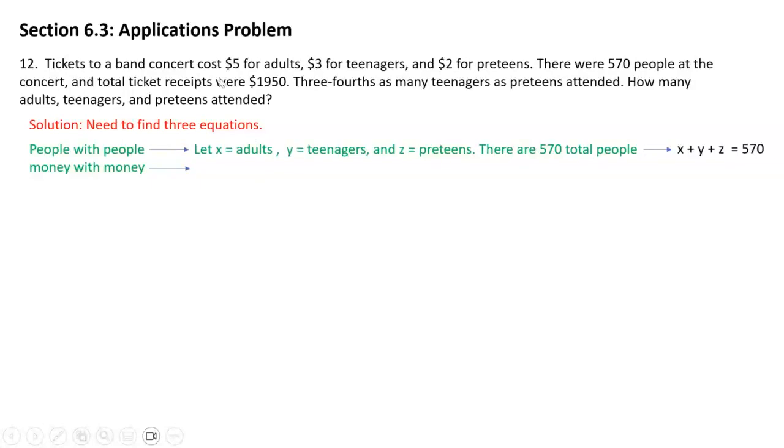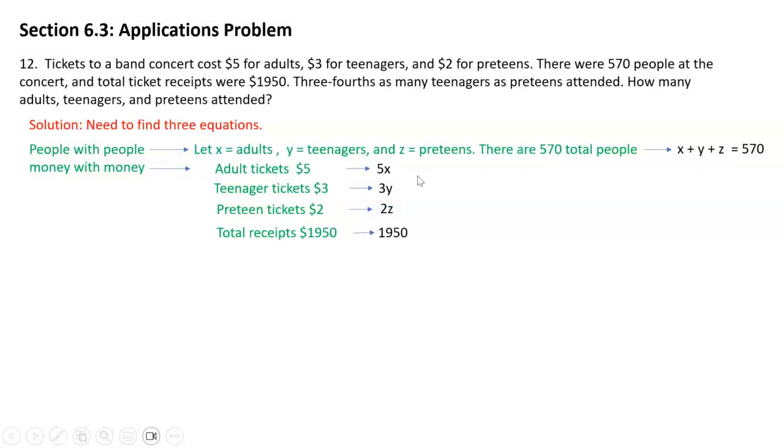Now comes money with money. The adults are $5, and x represents adults, so that's going to give us 5x. The teenager tickets are $3, and y represents teenagers, that's going to give us 3y. And preteens are $2, and preteens are represented by z, so that's going to give us 2z. And what's the total income? Well, receipts is 1,950. So it's going to be 5x plus 3y plus 2z equals 1950.